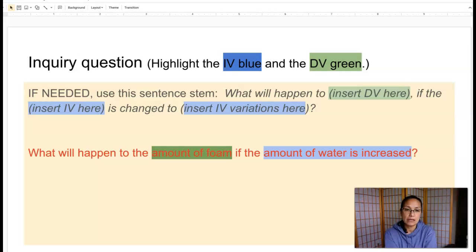So for me, I'm just taking it off the top of my head. I'm going to go, well, the amount of foam won't increase. It'll stay the same because only the water is increased, but none of the other materials are increased. And for a chemical reaction to happen, you need to have the same amount of materials increased for more foam to happen. Okay, so that's my hypothesis.